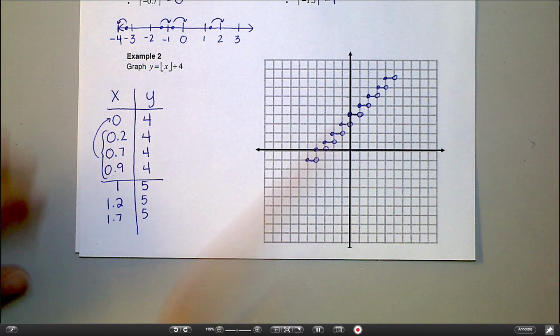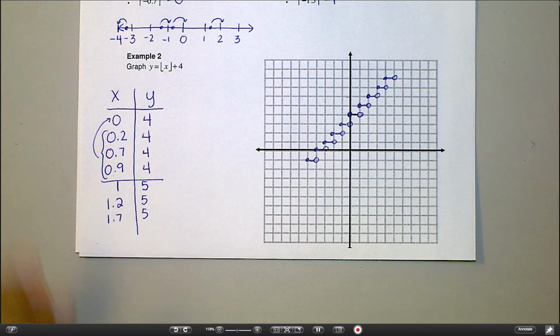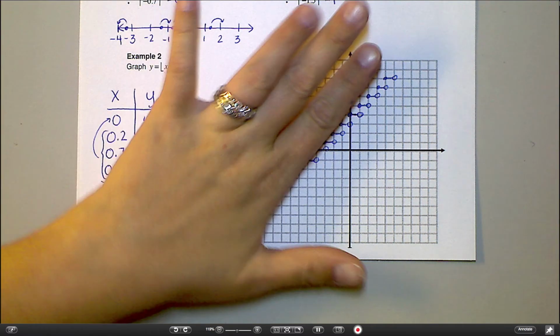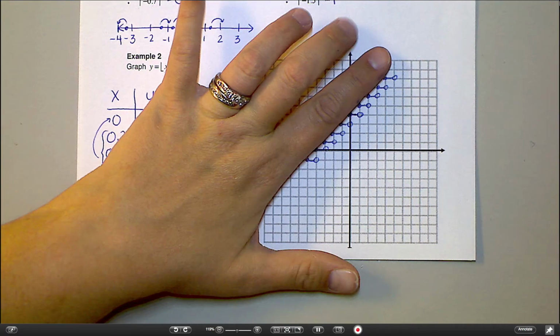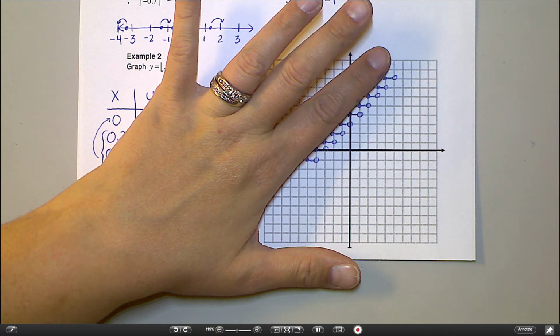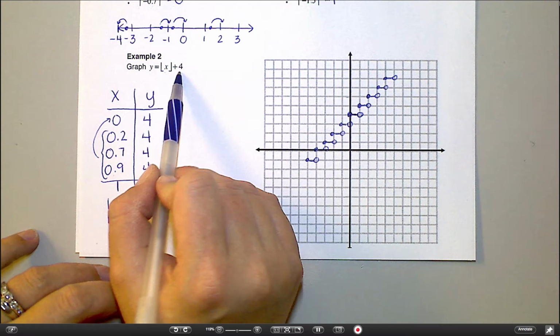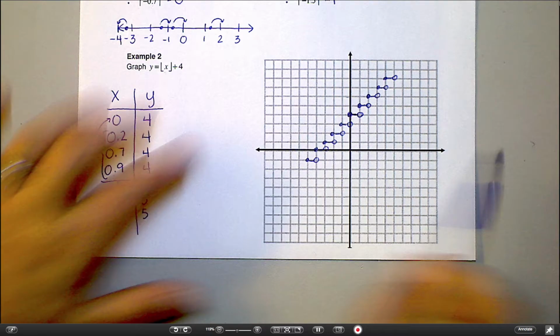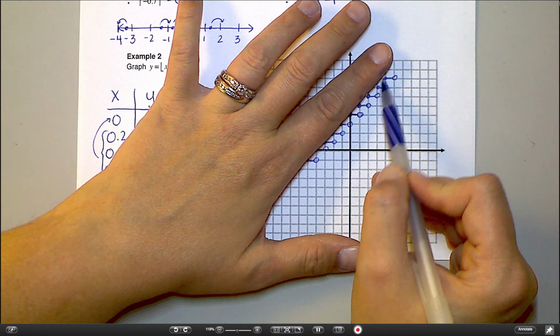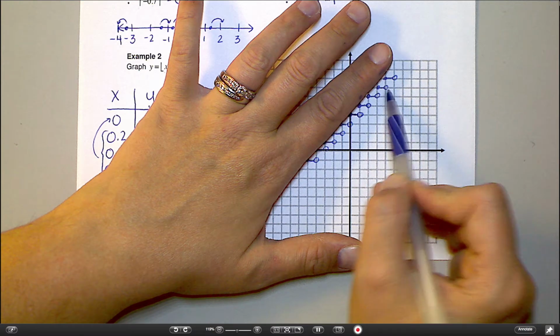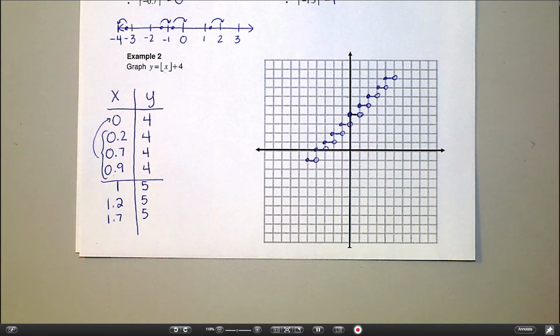Just super quick here, and again, I could continue that, but just to draw this back to linear functions, because my bell's going to ring here in a second, if I were to connect those solid dots right there, that would be the line y equals x plus 4. So it's almost like someone took a linear function and took all the little diagonal pieces and just laid them down flat. Okay? So that's what's happening in this step function.